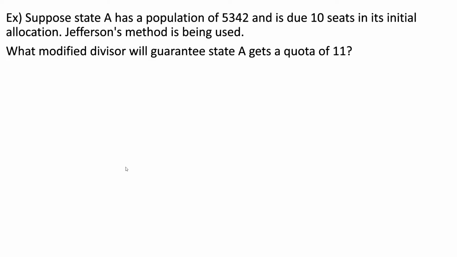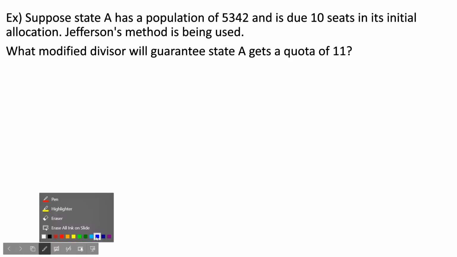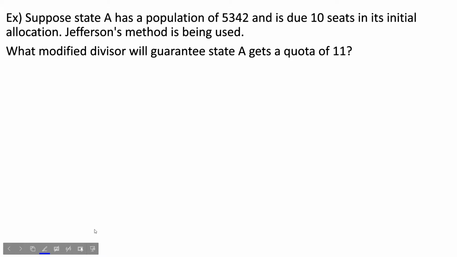So let's look at an example. Let's suppose state A has a population of 5,342 and is due 10 seats in its initial allocation. Jefferson's method is being used. What modified divisor will guarantee state A gets a quota of 11? If we remember, the rule for Jefferson's method is rounding down. If their quota is exactly 11, they're going to be allocated 11 seats.